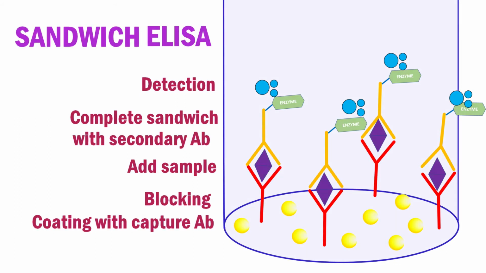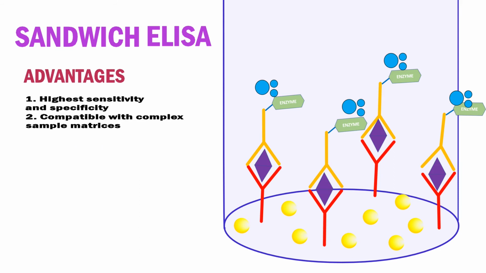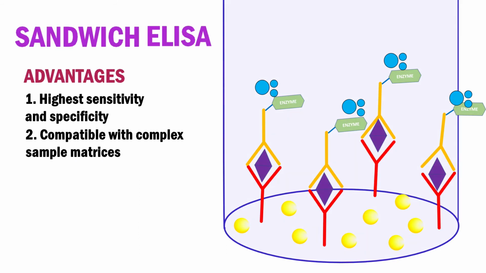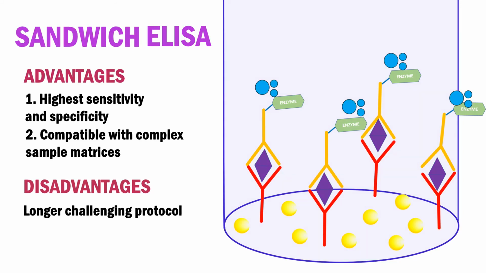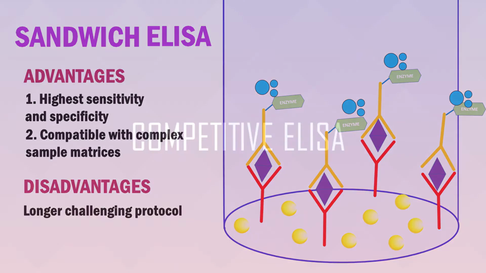Sandwich ELISAs are highly specific, since two antibodies are required to bind to the antigen of interest. The advantages of sandwich ELISA are that it shows the highest specificity and sensitivity among other ELISA platforms. It is also compatible with complex sample matrices. The disadvantage of sandwich ELISA is that it involves a longer protocol, which may be challenging to develop.